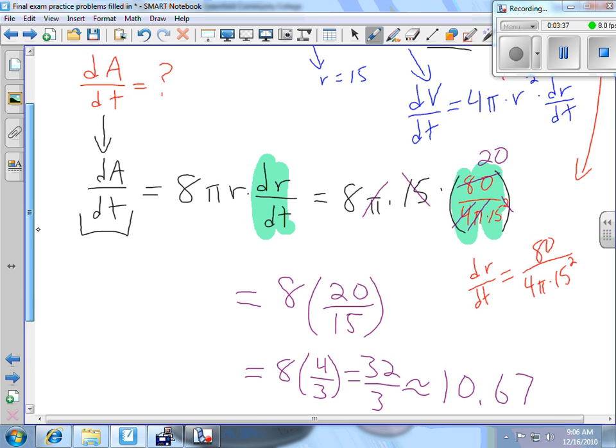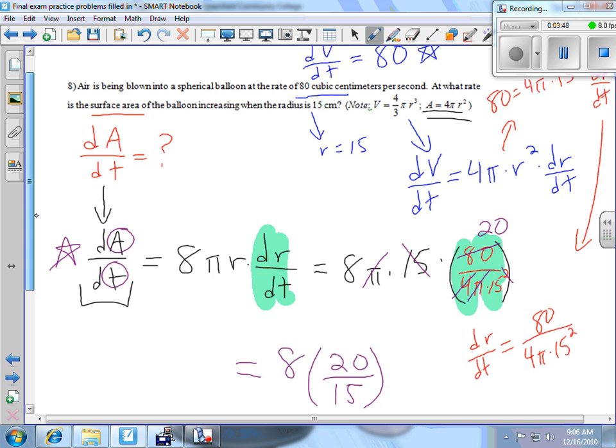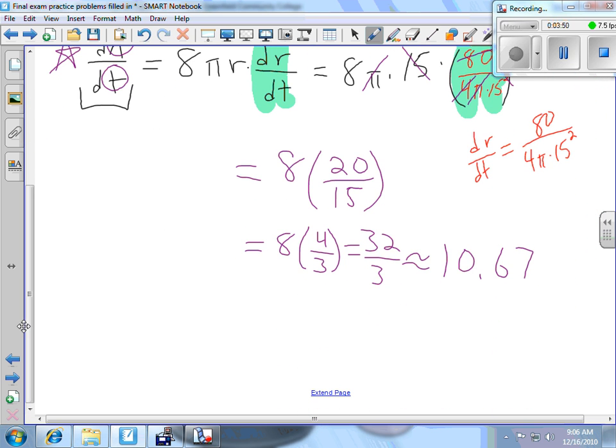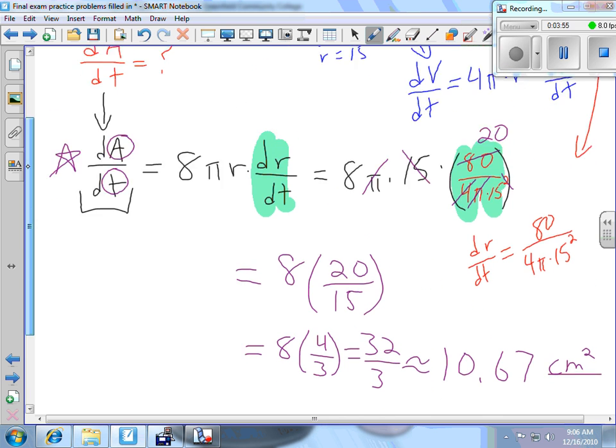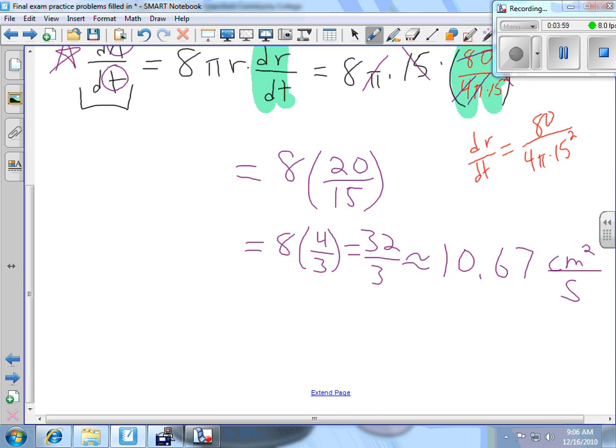Doesn't say include units, but just in case it did, let's make sure we can. So this was the dA/dt that we were finding, which means A units over T units. The surface area of this balloon is in square centimeters per, and then time was in seconds. So this is 10.67 square centimeters per second. That's the rate at which the surface area is increasing at this particular moment when the radius is 15 centimeters.